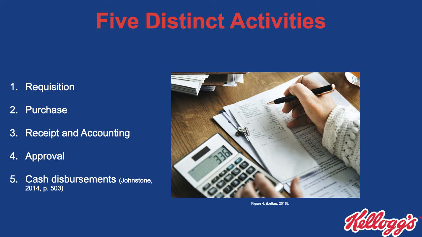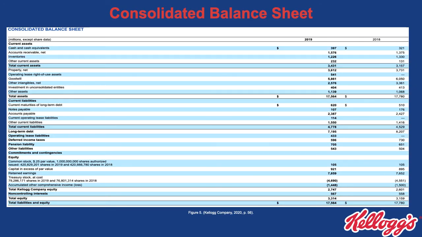Now, to tell you briefly, there are 5 distinct activities to the acquisition and payment cycle. First is requisition. This is when you request the purchase of the goods and service. Secondly, the actual purchase when you buy it. Thirdly is getting the receipt and accounting for the goods and services that you've just purchased. Fourthly is the approval of these items for payment. And lastly, you have the cash disbursements in which you actually pay for these items, and it hits your account, and you end up debiting accounts payable and crediting the cash account. And so this should give us an idea of what we're talking about.